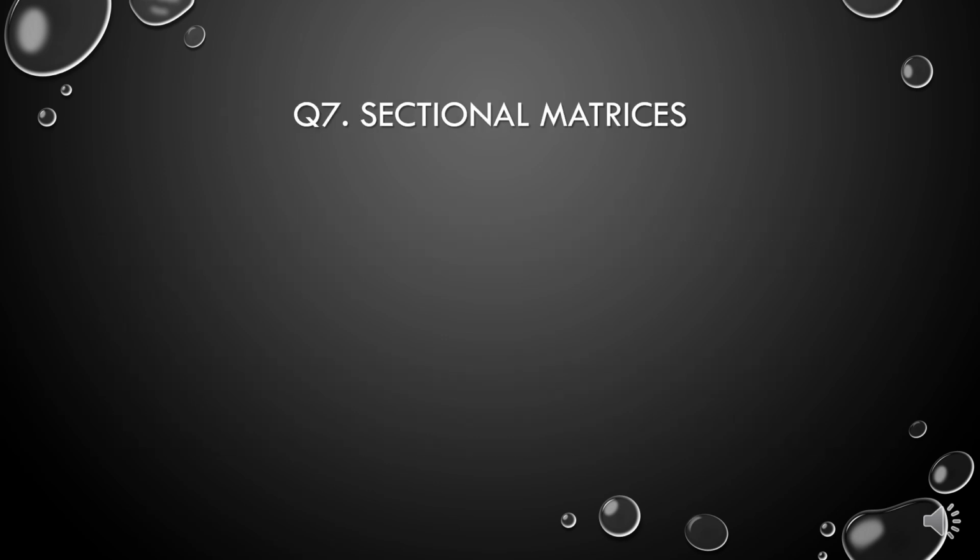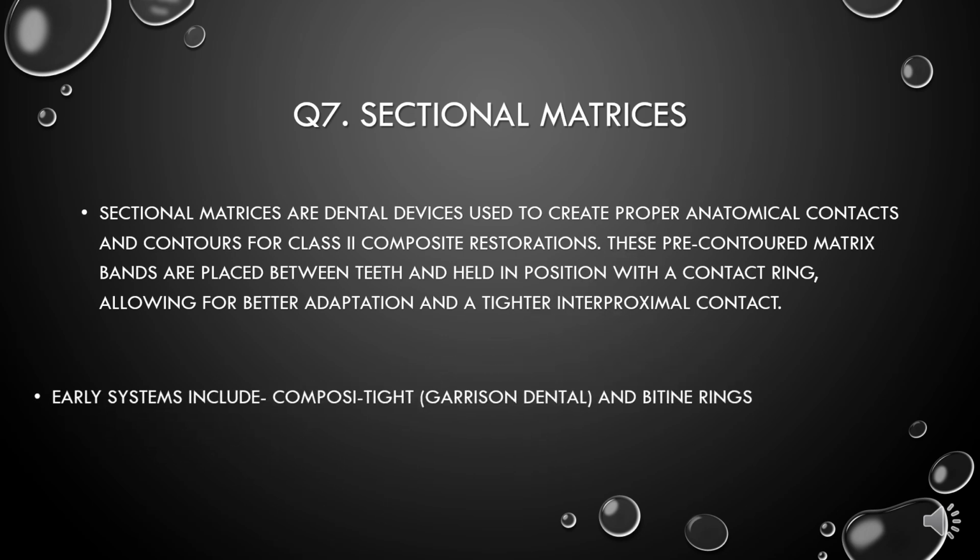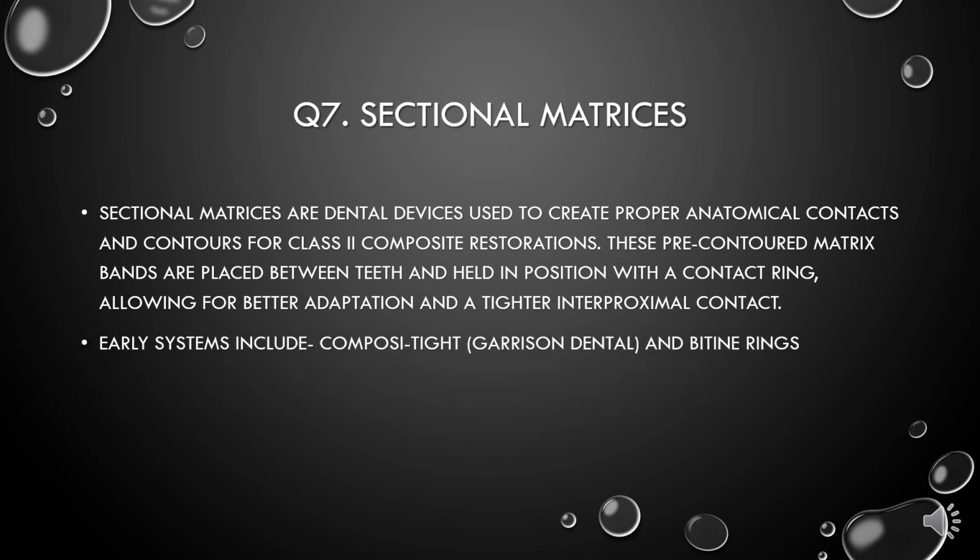Number 7 is sectional matrices. Sectional matrices are dental devices used to create proper anatomical contacts and contours for class 2 composite restorations. These pre-contoured matrix bands are placed between teeth and held in position with a contact ring, allowing for better adaptation and a tighter interproximal contact. Early systems include Composite-tight and Bitine rings.